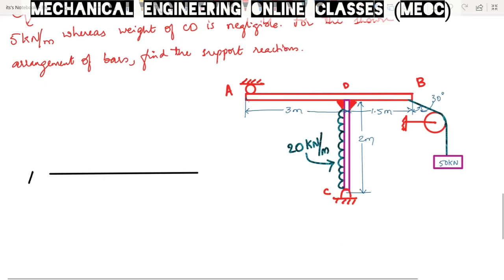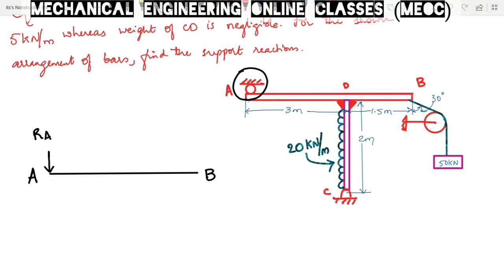So let us begin with AB. There is a roller support at A, and that is above this object. So this roller support can be replaced by a normal reaction. Let this be RA, and there is a UDL. The weight of AB is given as a uniformly distributed load, which is 5 kilonewton per meter. So it must be acting like this on the object, which is 5 kilonewton per meter.